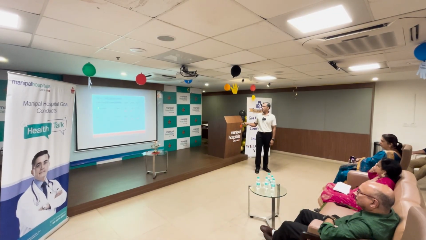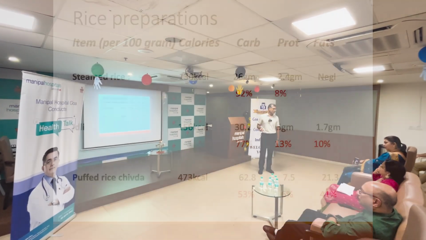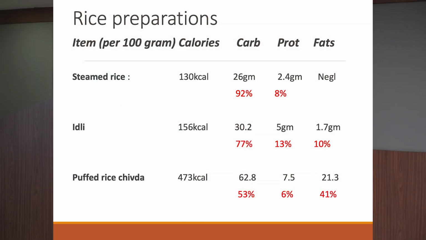Idli, which is close to dosa, has slightly higher calories. Why is that? There is dal there, and there is less water in idli as compared to cooked rice. Presence of dal improves the protein component. It was only 8% here, now it is 13%. The quantity of water in the idli or dosa is less, that's why the calories are more.